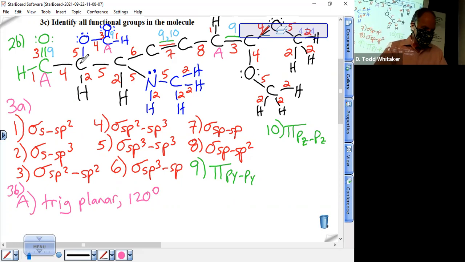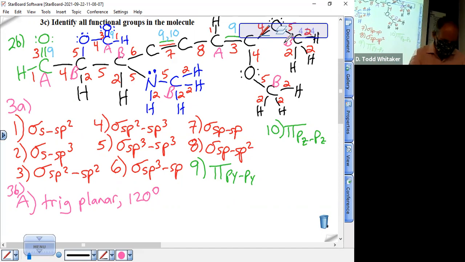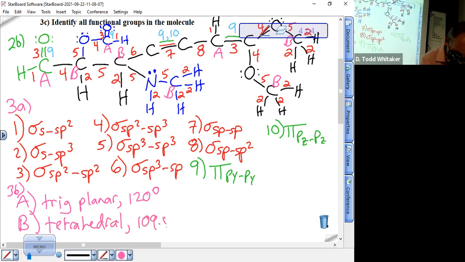So we move over to here. That's B. I think I have a few B's, every sp3 carbon. I guess it's more like several B's. And what do we call the name of the geometry? Tetrahedral. And what's your angle? Let's see, am I gonna run out of room?